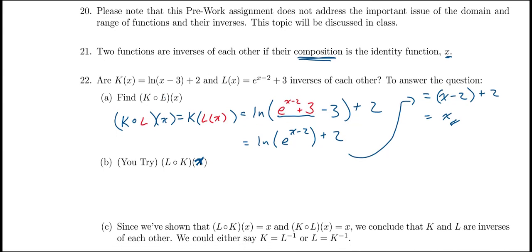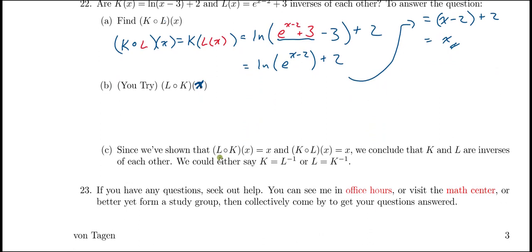So hopefully you found that, again, the composition came out to be x. So what we've shown is that k composed with L of x is x. Hopefully you've just shown that L composed of k of x is also x. And so then we can conclude that these two functions are inverses of each other.